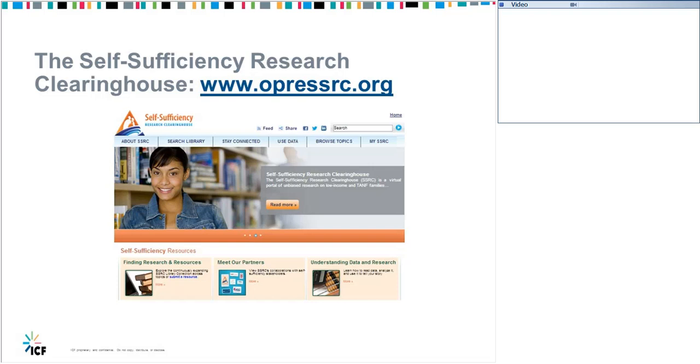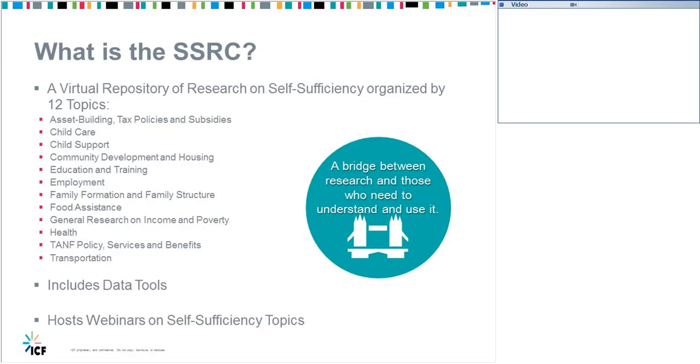So we really are part of the strategic mission of OPRE to build and disseminate knowledge about approaches to help low-income children and families. As you'll see from the next slide, the SSRC has tools and information to help you design evidence-driven programming, and resources to determine what outcomes you might want to measure or how you might want to do evaluation through our list of publications. So what is the SSRC?